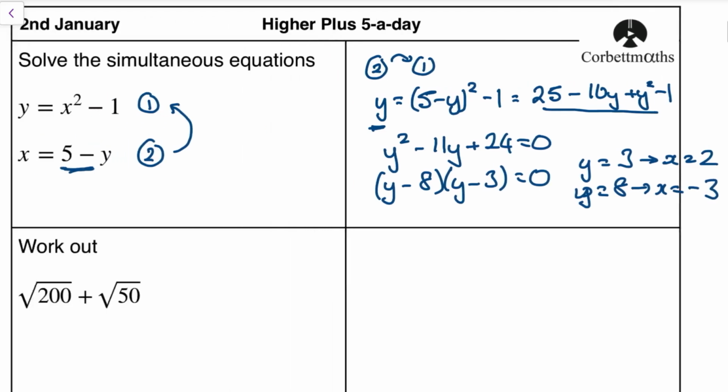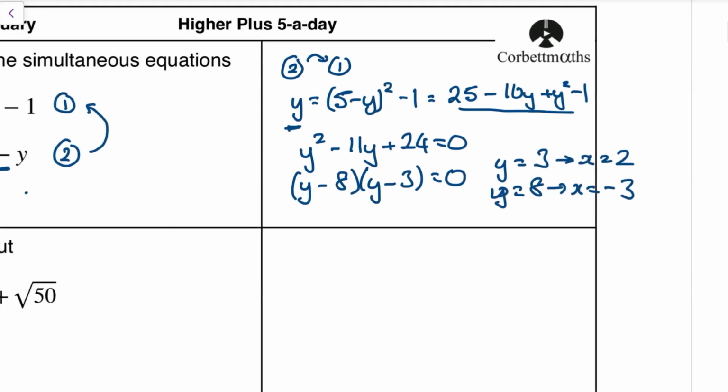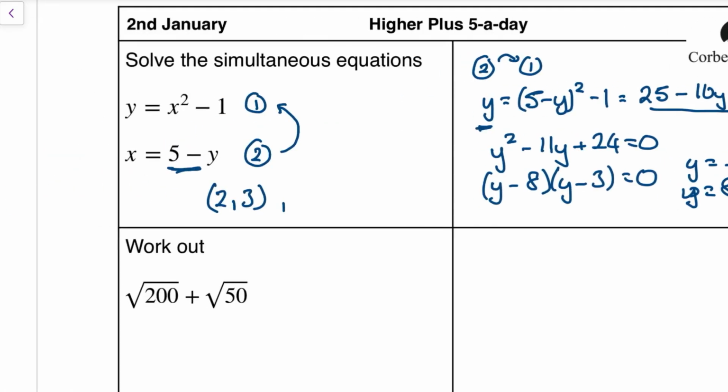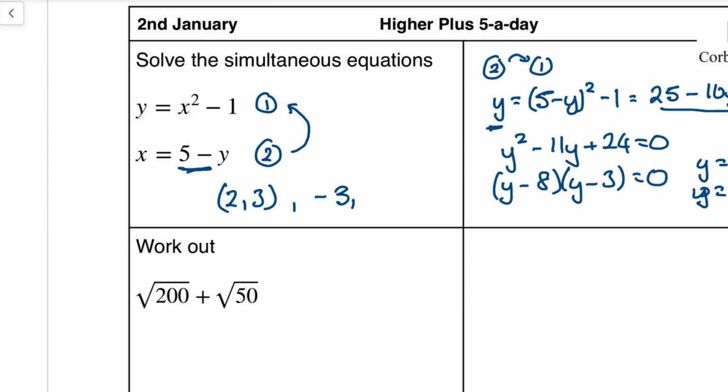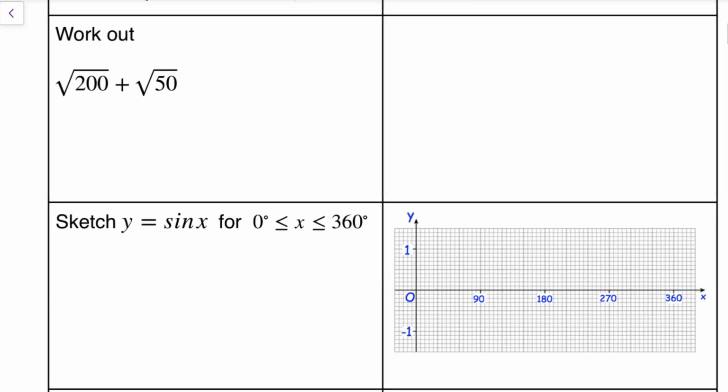So we need to put these things together carefully to make sure I've linked them. So my solutions are, let's go over again, 2, 3. And I'm going to write them as coordinates. So (2, 3) and (minus 3, 8). And that's the first question done. A difficult question to start, but a good question nevertheless. Next question. Let's move this back over.